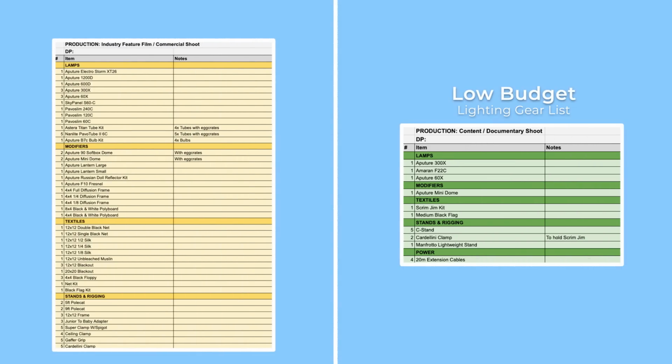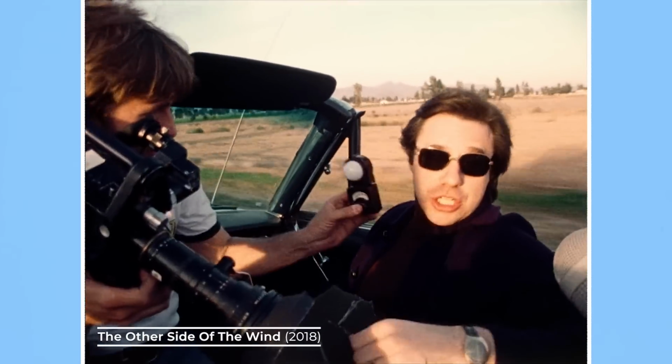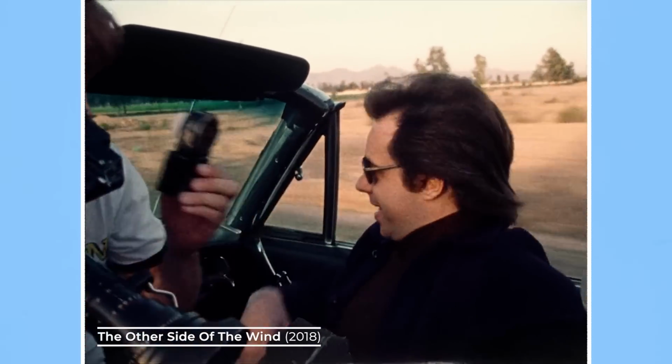One catered to lower budget jobs by solo shooters, and another full package, the likes of which would be used on an indie level movie, commercial, or music video.